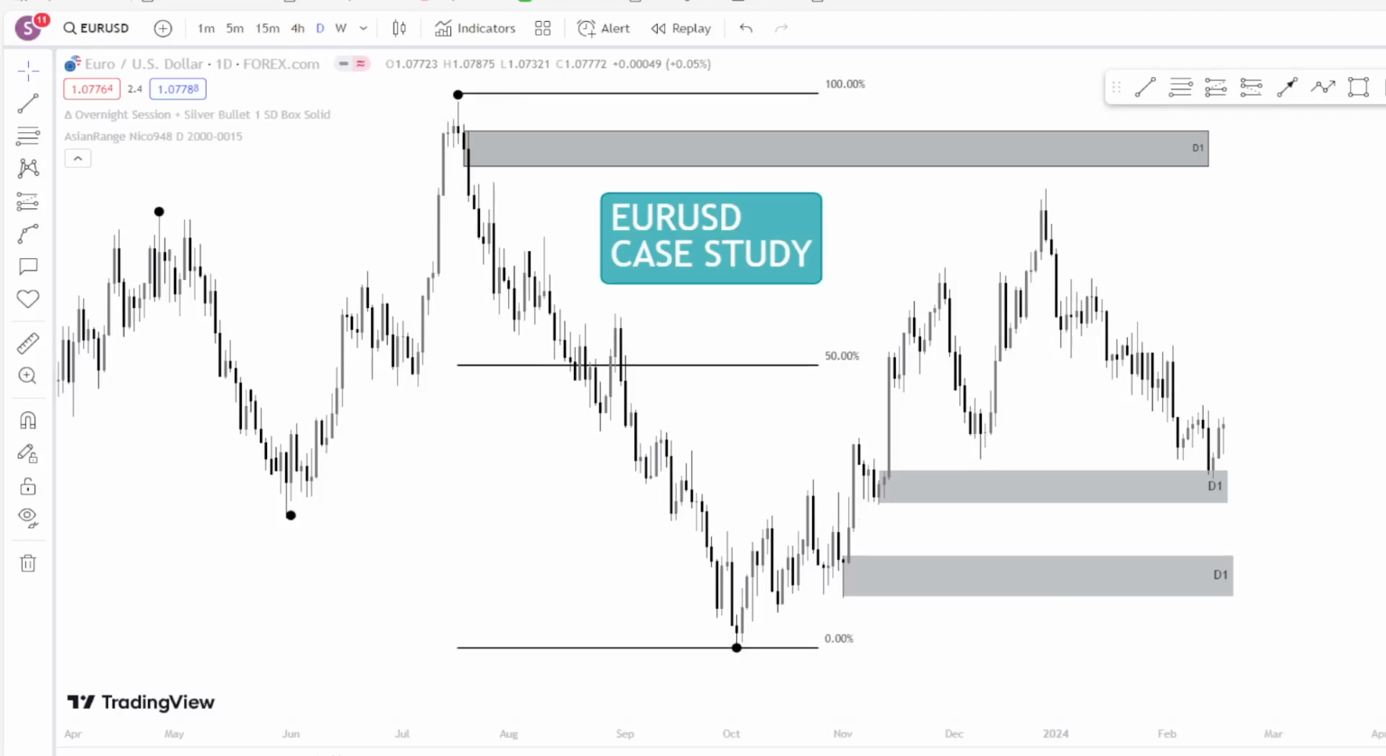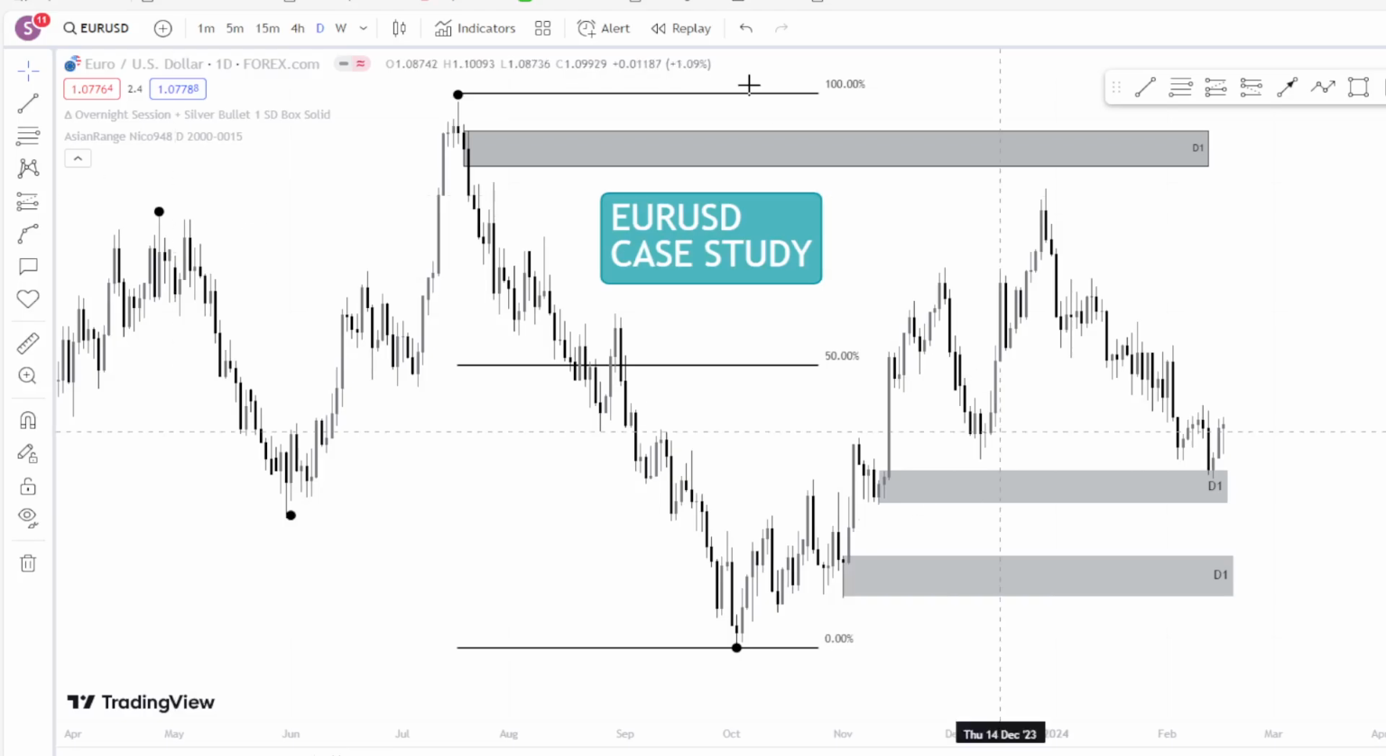Here we're going to be dissecting a Euro USD case study, a trade taken on Wednesday the 14th of February, just a few days ago. We're going to be dissecting how this trade was taken, why it was taken, and how you could have potentially got involved. We're also going to be going over some very basics of ICT concepts.